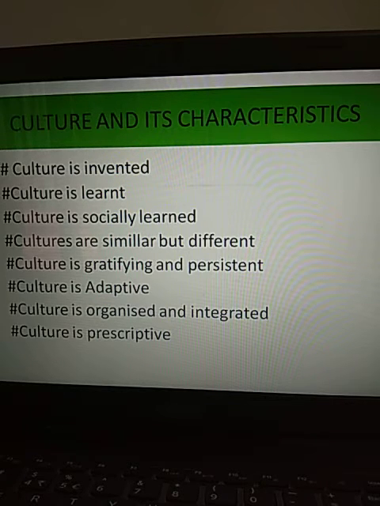What is the first one? Culture is invented, culture is learned, culture is socially learned, cultures are similar but different, culture is gratifying and persistent, culture is adaptive, culture is organized and integrated, culture is prescriptive.